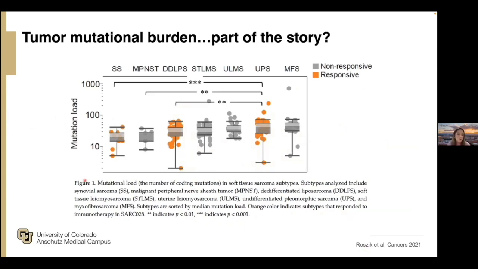Rozic and his colleagues showed that even among sarcomas, and there are several subtypes shown here, there is still a subset that has a higher mutational burden. And interestingly, these are the subtypes that tended to respond to the pembrolizumab monotherapy, UPS and liposarcoma. They tended to have a higher degree of mutational burden. However, leiomyosarcomas shown here also had similar mutational burden, and they have almost a 0% response rate with pembrolizumab by itself. So the mutational burden here can't be the whole story.